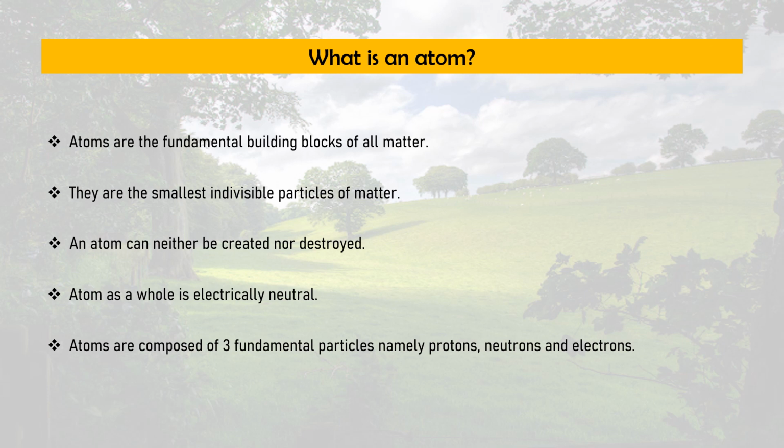That means it is made up of protons, neutrons and electrons. Protons are positively charged, electrons are negatively charged, and neutrons are neutral in charge. So on the whole, an atom is electrically neutral. Atoms are composed of three fundamental particles, namely protons, neutrons, and electrons. Atom is the Greek word atomos, which means uncuttable. That means it is the simplest and smallest indivisible particle.